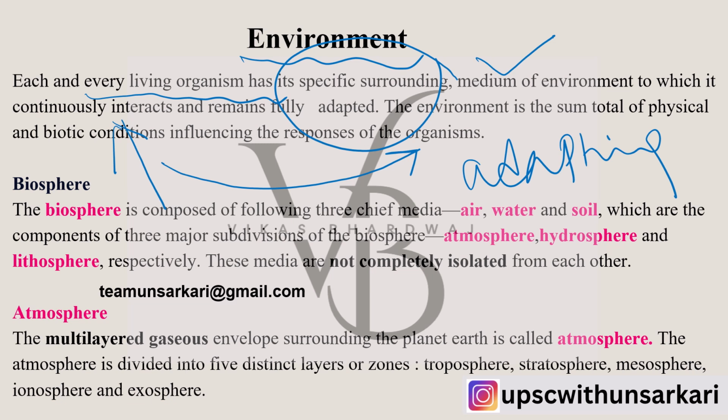Going forward, what is the biosphere? The biosphere is composed of three chief media: air, water and soil. They are the three most important components, or one can say the most important ingredients. And what are the three major subdivisions? That is atmosphere, hydrosphere and lithosphere. And most importantly, they do not exist in isolation. They are in continuous interaction with each other.